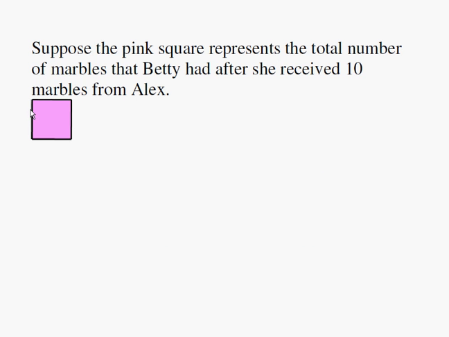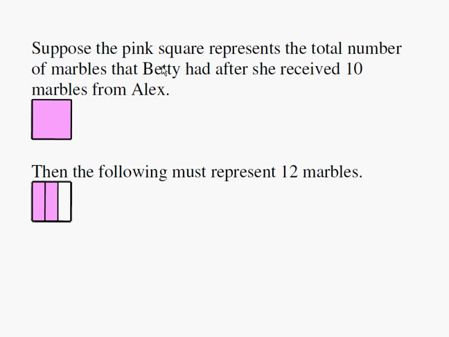Okay. Now, let's say this purple square represents all the marbles Betty had after she received 10 marbles from Alex. And you really have to keep it straight. We're not saying this is the total number of marbles Betty had originally. We are saying this is the total number of marbles Betty had after she received 10 marbles from Alex. So what does Betty do? She gives away 1/3 of her marbles. So let's see what that looks like. Well, she gave away 1/3 of her marbles. And according to the question, at that point, she was left with 12.